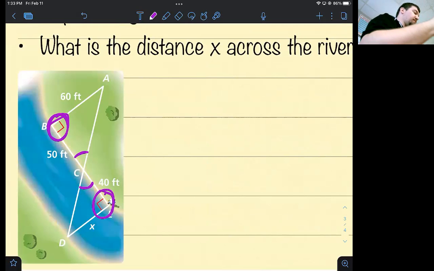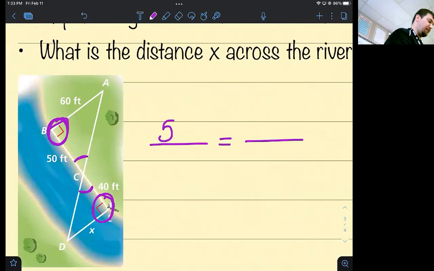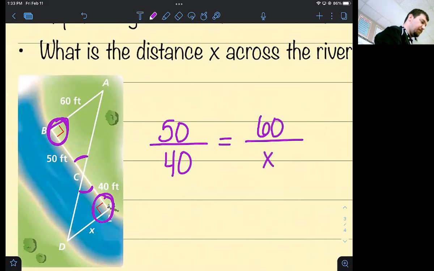So now that we have similar triangles, we are able to use a proportion because their sides are proportional. What would my proportion look like? What would you write, Jacoby? Okay, so 50 over 40. Jacoby used the base of the top triangle with the base of the bottom triangle. And now you're going to do their 2 heights. Go ahead and tell me what the other ratio was. 60 over X.